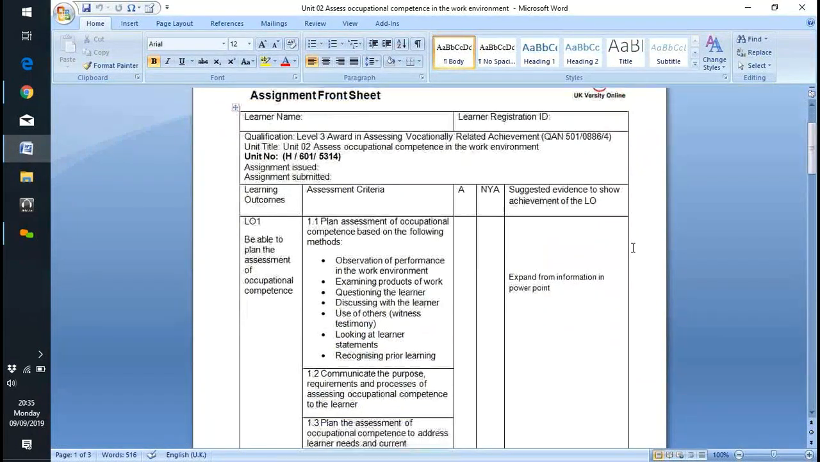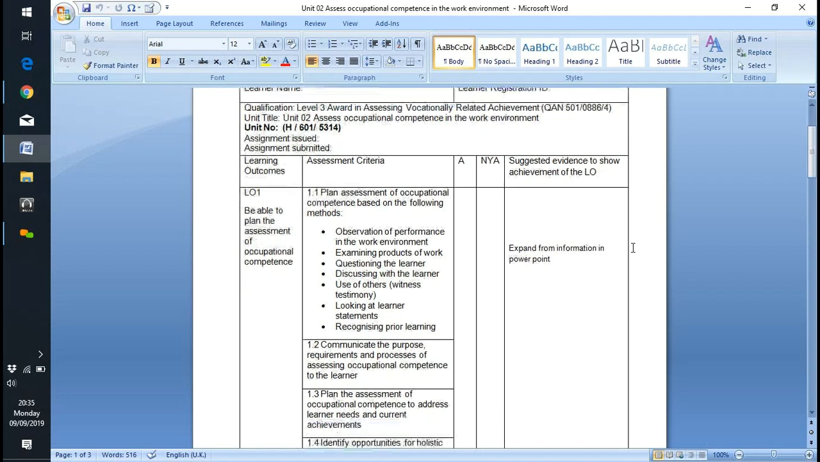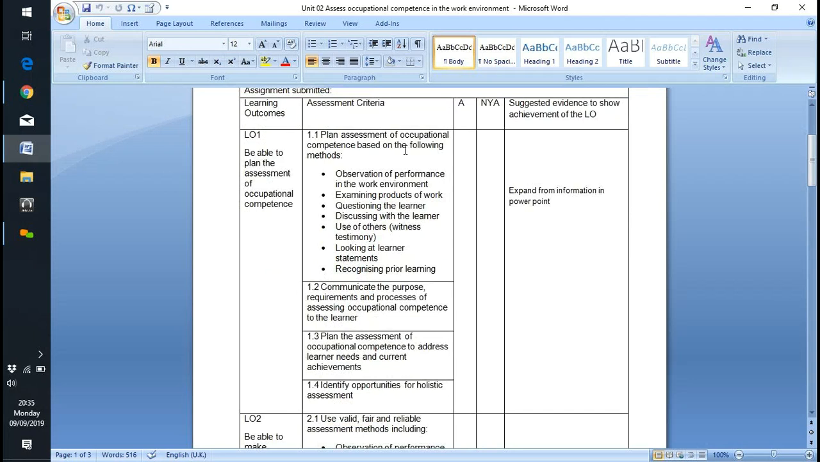I'm going to look at a couple of things I've put up here. One is, you'll recognise this one, of course, the front sheet for Unit 2: Assess occupational competence in the work environment. On this, it says plan assessment of occupational competence based on the following methods: observation of performance in the work environment, examination of products, questioning of the learner, discussions with the learner, and use of others or witness testimony, looking at learner statements, and recognising any prior learning. There's a PowerPoint in there for them to look at, and you can expand from the information in the PowerPoint.